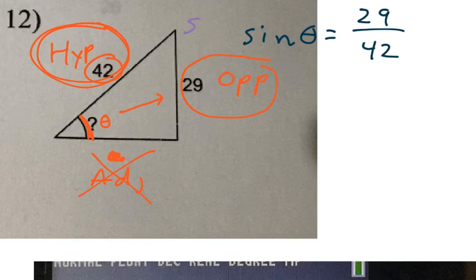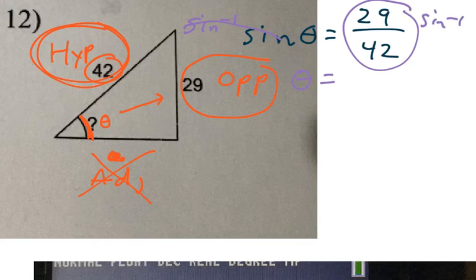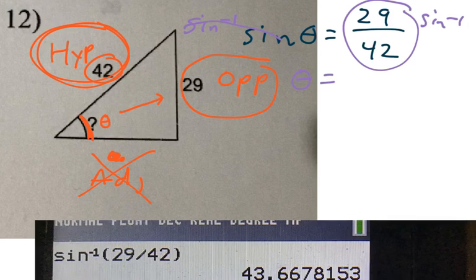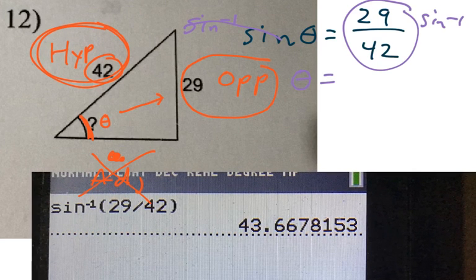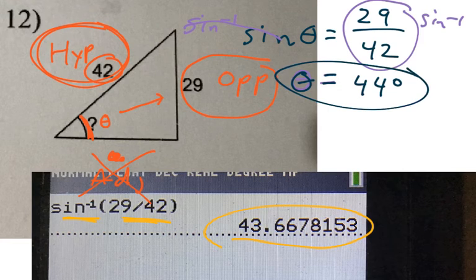And we're going to again do sine inverse to get rid of sine. So theta is going to equal the sine inverse of whatever that ratio is. Going to our calculator, you can see right here, sine inverse of 29 over 42 is this. Rounding that off, we'll say theta equals 44 degrees.